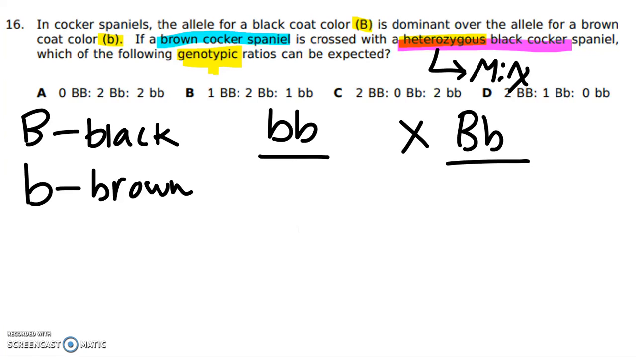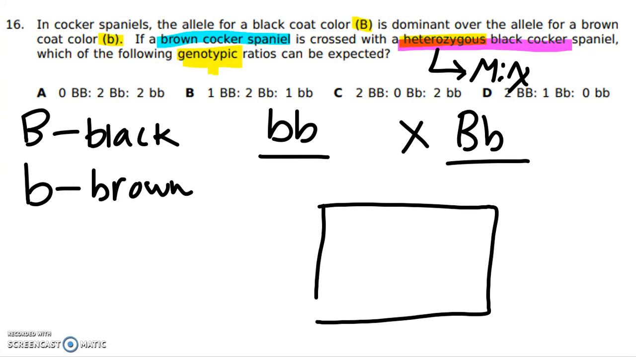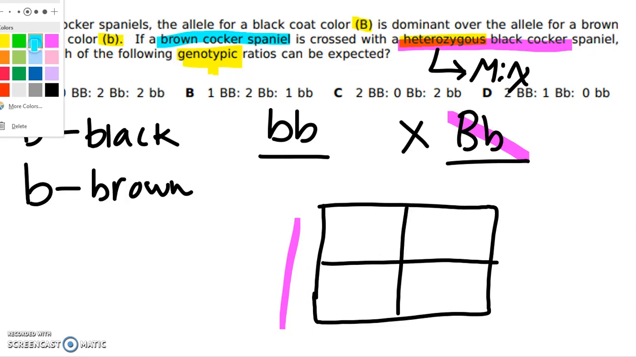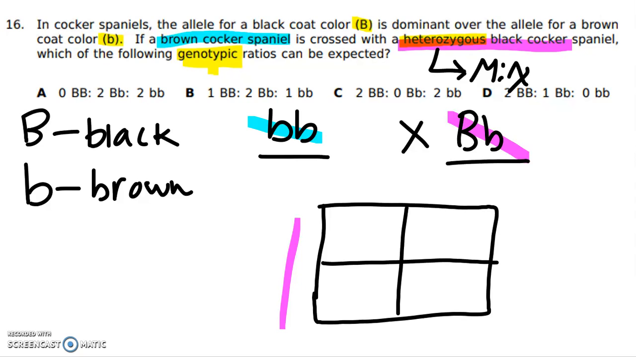And my pen's not working here. There it goes. So I'm going to draw a box. And I'm going to break that box down into 4 quadrants. And I'll color code this for me. I have the black Cocker Spaniel here with these dominant alleles. It doesn't really matter what side you put them on, but I'm going to put these guys over here. And then my brown Cocker Spaniel, I'm going to put these letters up here. And then I'm going to go ahead and cross them.